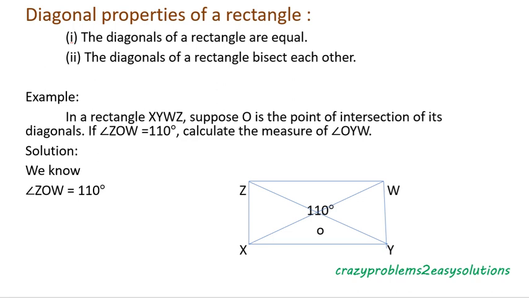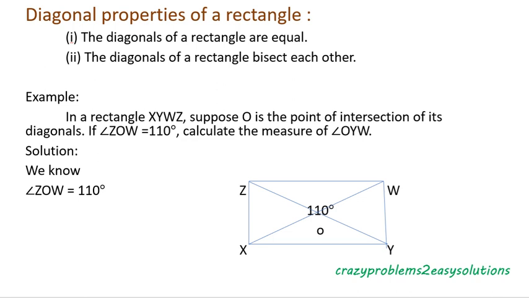Diagonal properties of a rectangle. The diagonals of a rectangle are equal. The diagonals of a rectangle bisect each other.